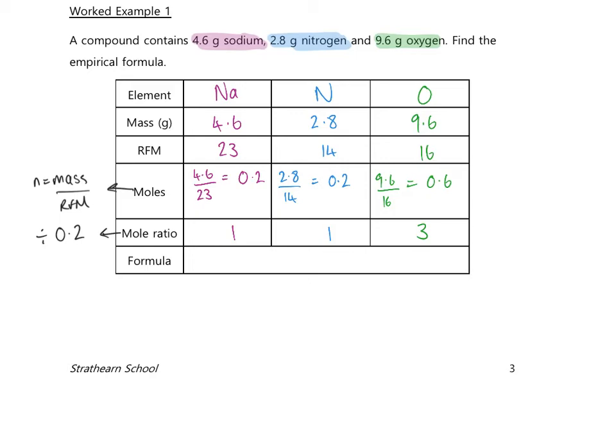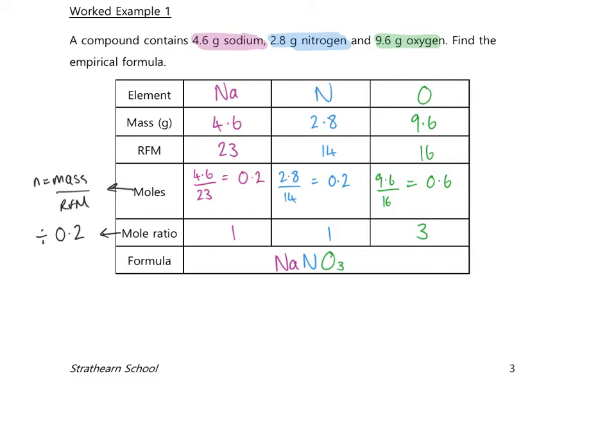So what's our formula then? It's Na, and we don't need to include the ones in formula. Then just N, because there's only one nitrogen. And then O3. So my formula is NaNO3. So this is sodium nitrate. And that is the empirical formula because it's in the simplest ratio. So that is your final answer.